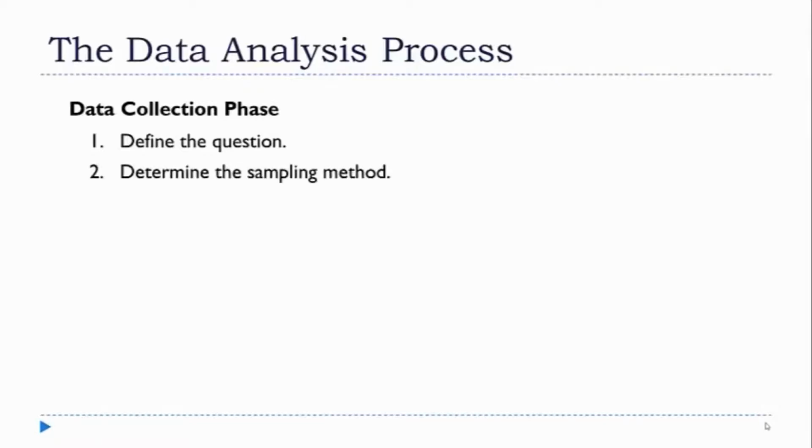Now, the second step in the process is determining the source of your data. It often isn't possible to survey an entire population. Even small states, for example, have populations in the hundreds of thousands, so you'll need to limit your research to a sample or subset of the whole population.